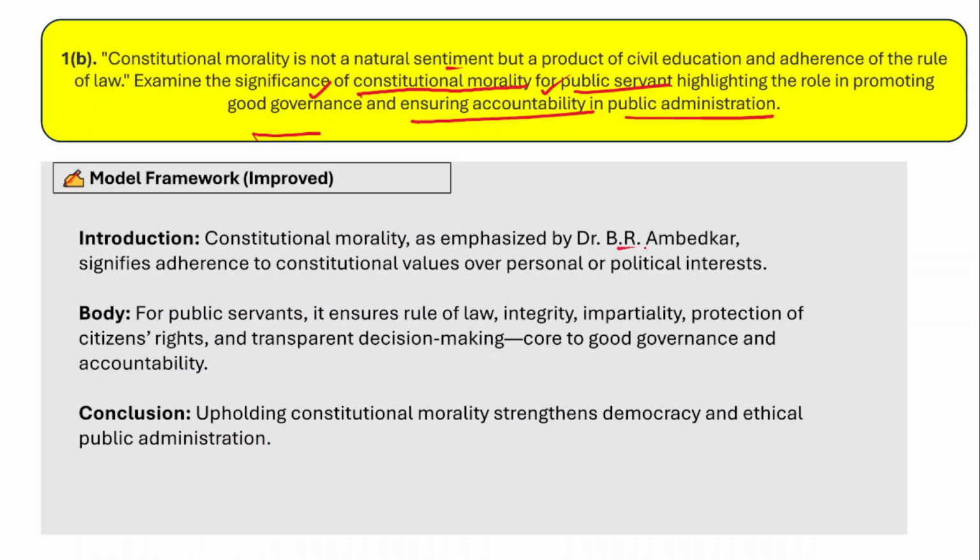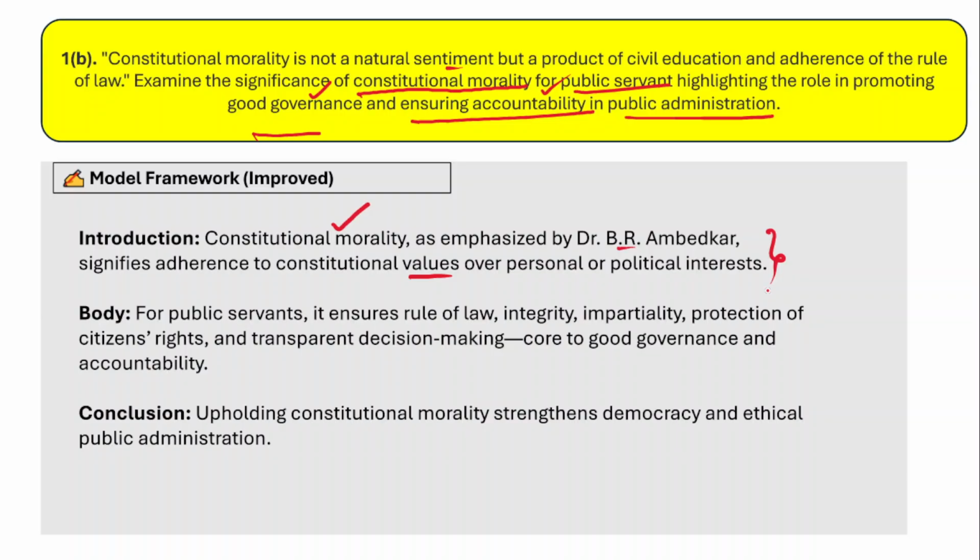Right? So you could briefly talk about Dr. B.R. Ambedkar, because Dr. B.R. Ambedkar, who was the chief architect of the Indian Constitution, emphasized constitutional morality. So constitutional morality signifies the adherence to constitutional values over personal or political interests. Personal interests are not supreme, political interests are also not superior, but the constitutional values are superior. So this is how you could write a brief introduction about constitutional morality.